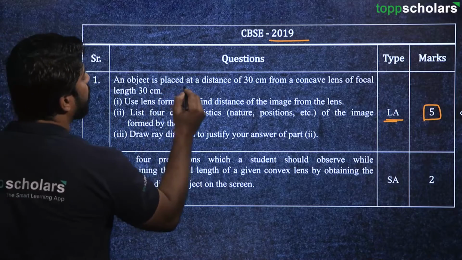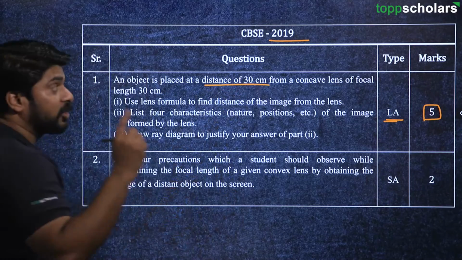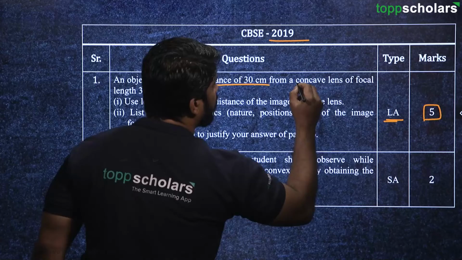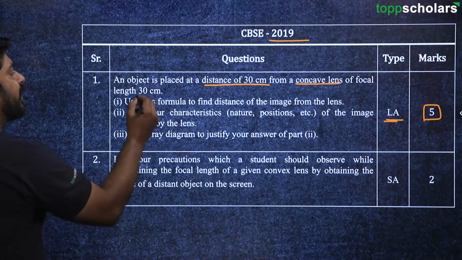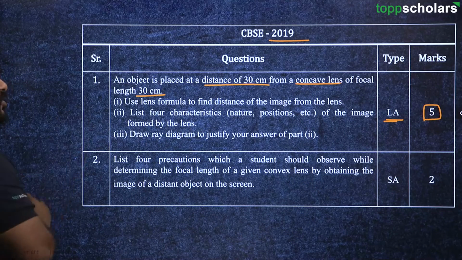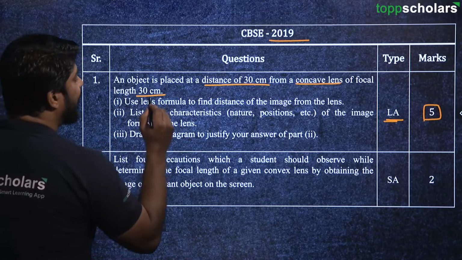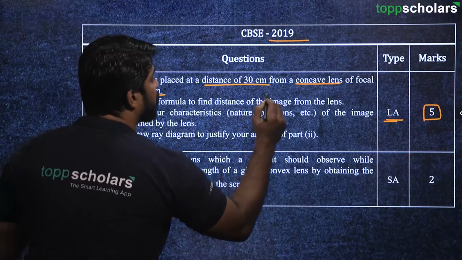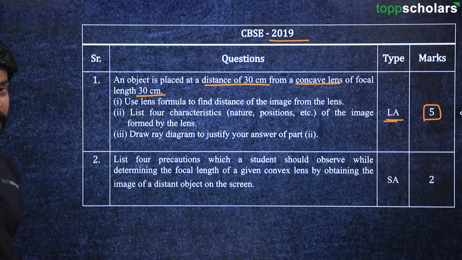An object is placed at a distance of 30 centimeter from a concave lens of focal length 30 centimeter. And the question is very simple. Use lens formula to find distance of the image from the lens.